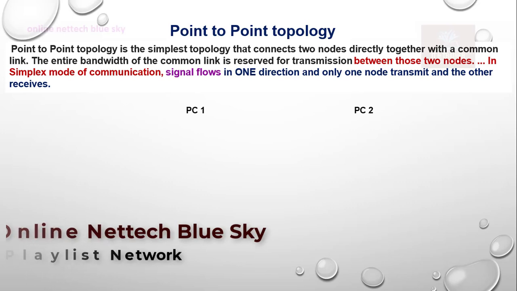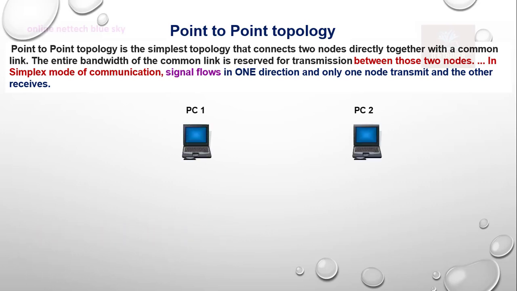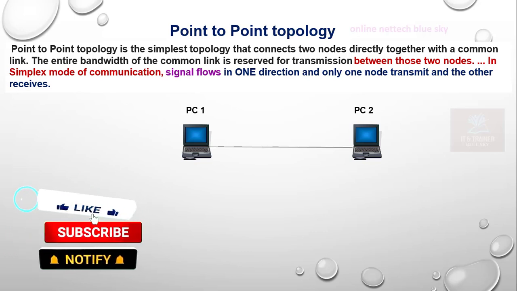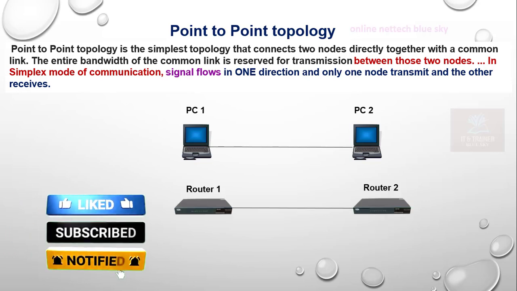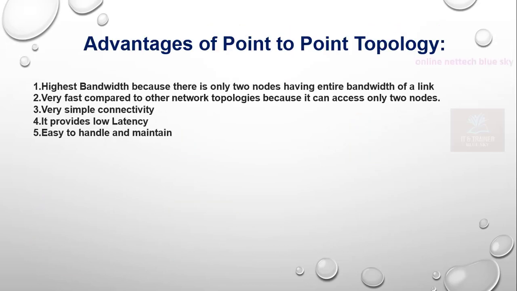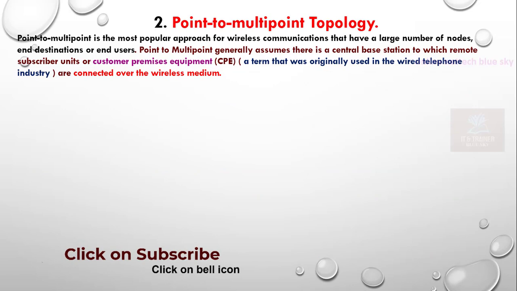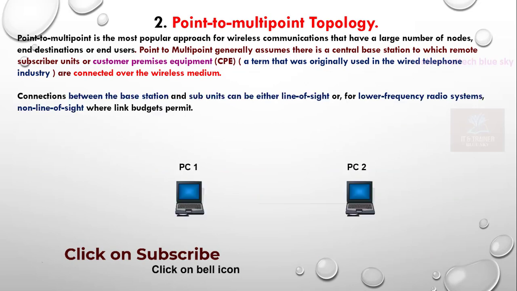Point to point topology. What is a point to point topology? Computer network engineers started with this first network technology: first create a network of computers, PC1 and PC2, the first start of communication in computer network systems, point to point topology. After that different devices were created, and I already created the advantages and disadvantages in my previous video, as well as point to multi-point topology.